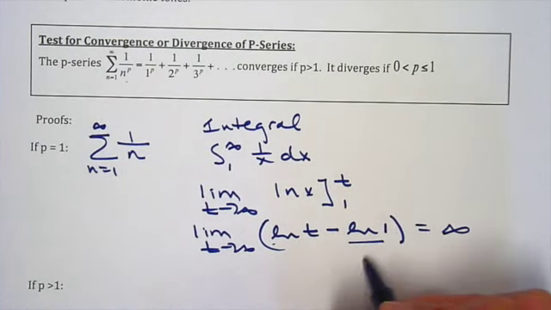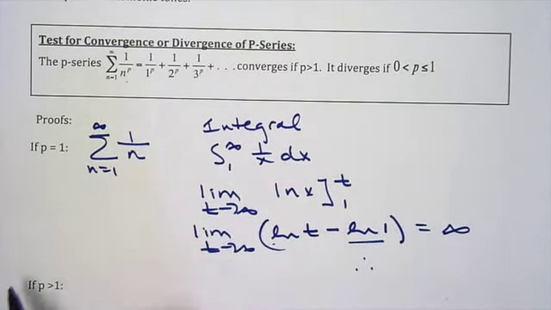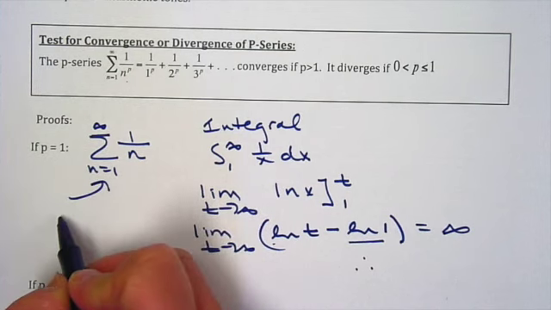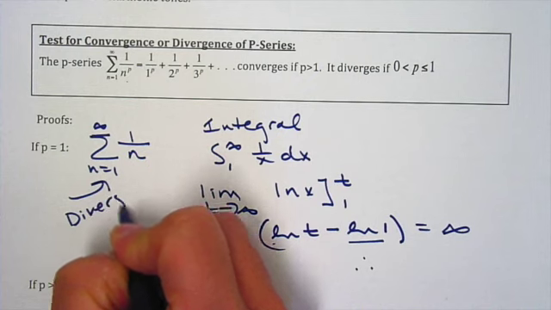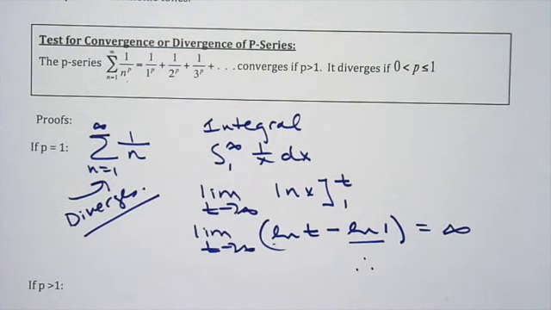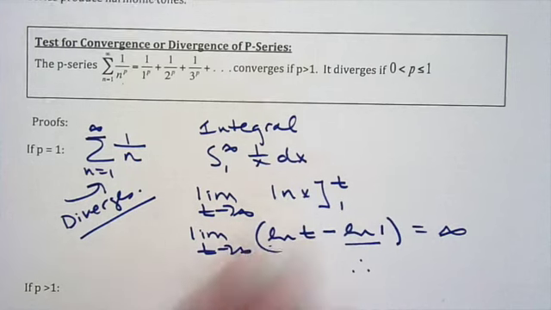So we're going to say that because the integral diverges, we can say that this p-series, or it's a harmonic series, also diverges. So from now on, anytime you see 1 over x, you don't have to prove it using the integral test. You can just tell me it diverges because it's a p-series or a harmonic series. We did the proof right here.